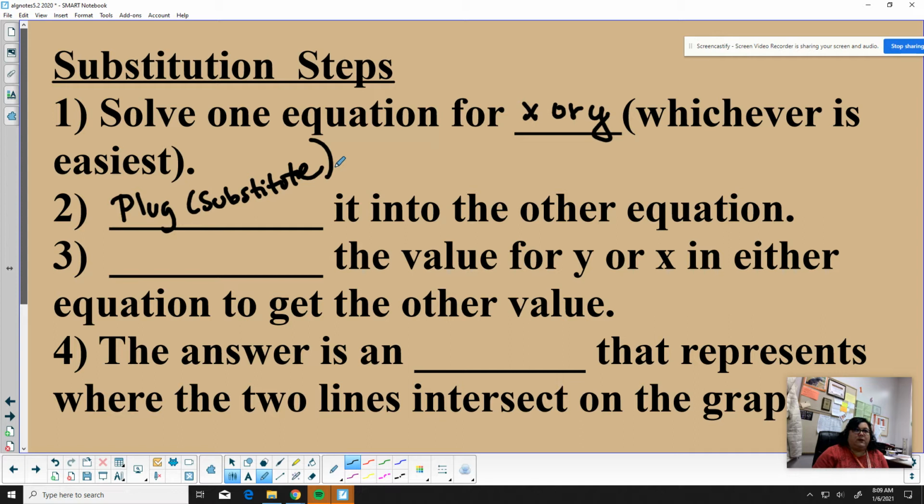And then plug the value of x or y into either equation to get the other value. So we will plug the answer that we came up with into the other equation and come up with the x or the y that we didn't have. And the answer is an ordered pair because remember, the answer represents where the two lines cross, just like when we did graphing.